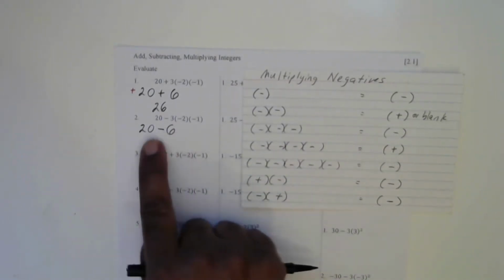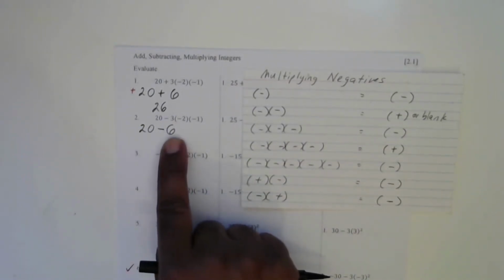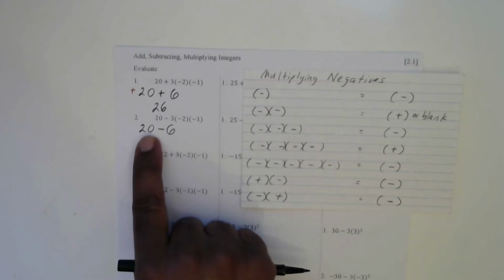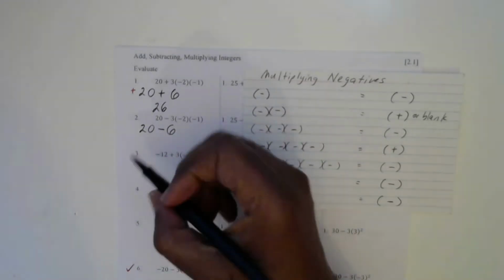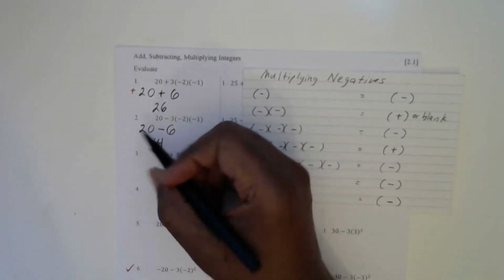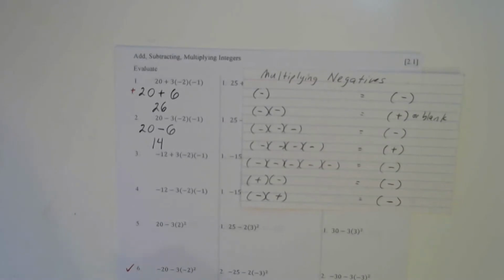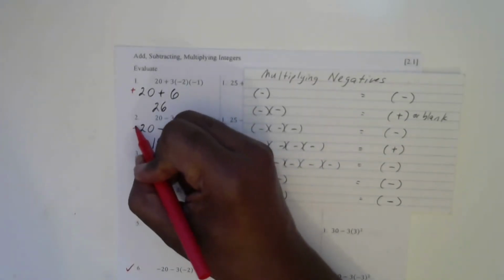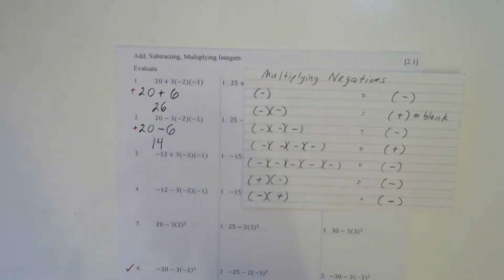Now these are different signs. Positive 20, negative 6. So same signs add, but different signs subtract. So we'll subtract those and get 14. And the bigger sign always wins. The 20 is the bigger, and it's positive. So this is going to be a positive 14.